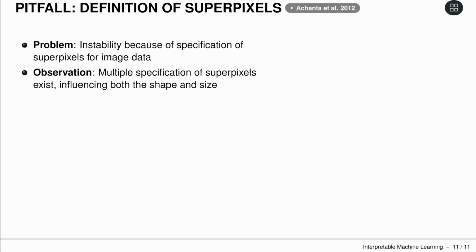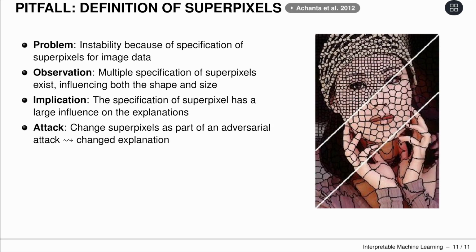Okay, coming back to the definition of superpixels, we discussed that already a bit. The problem is that we can have instability because of the specification of superpixels for image data. If they are too large, maybe you're losing some fine-grained information the model makes use of, and if they are too small, then it will be very, very noisy which points you're actually removing for your local explanation, right? So it will also not help you to come up with something very good. So again there's a trade-off between these two, and it's a priori not known how to set it.